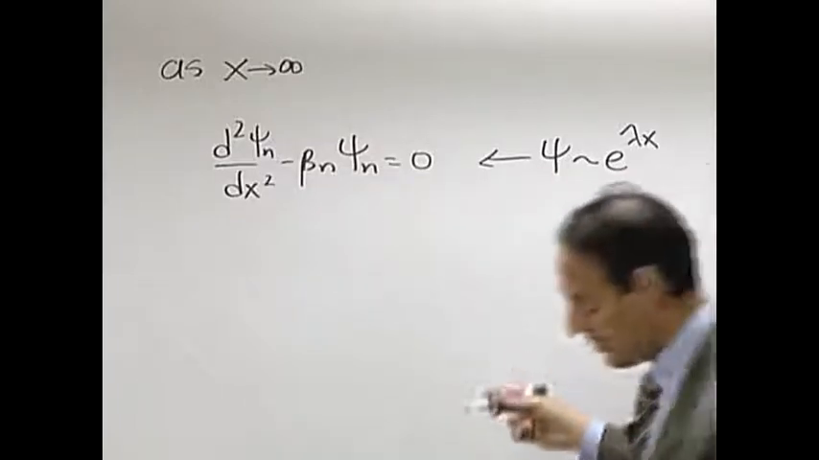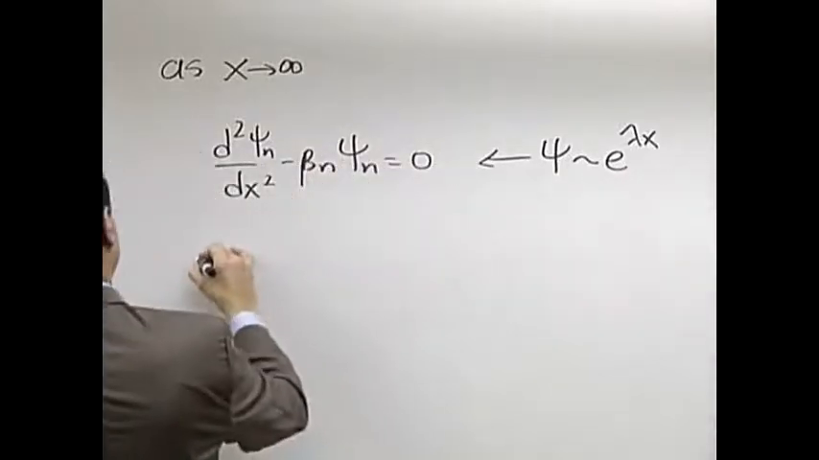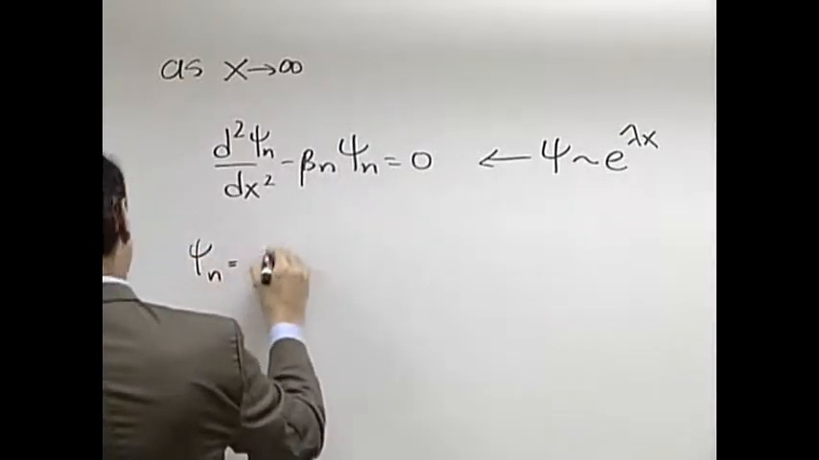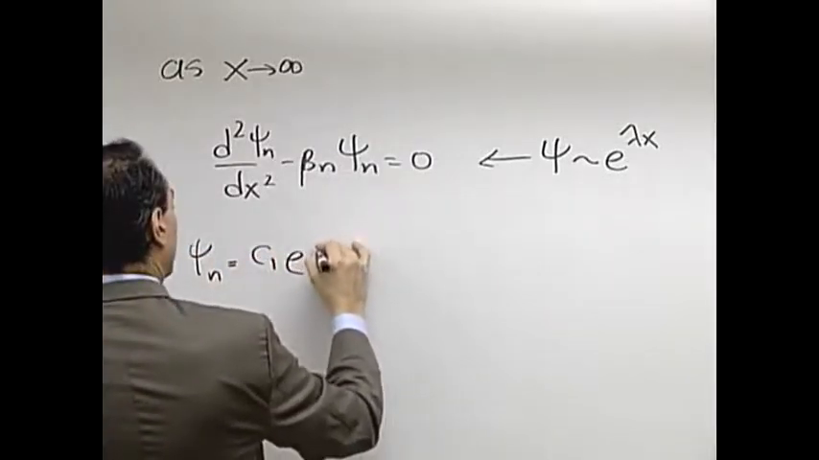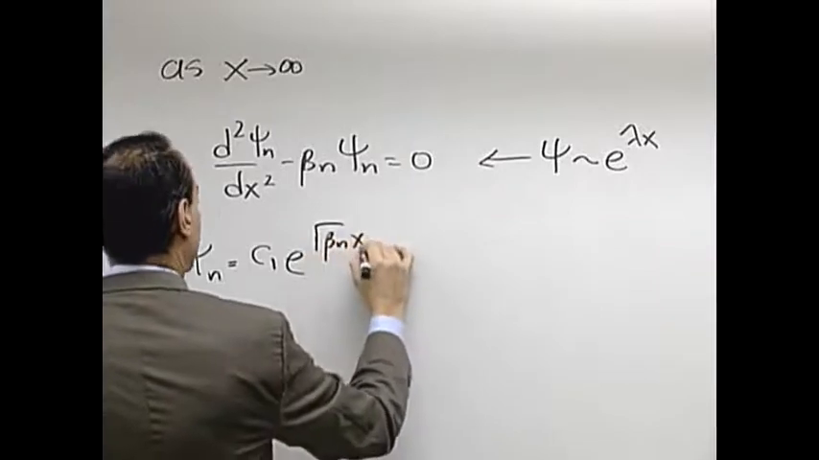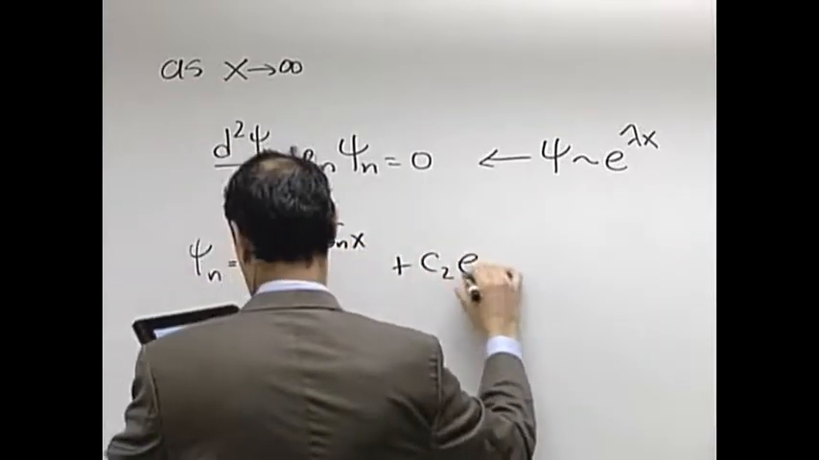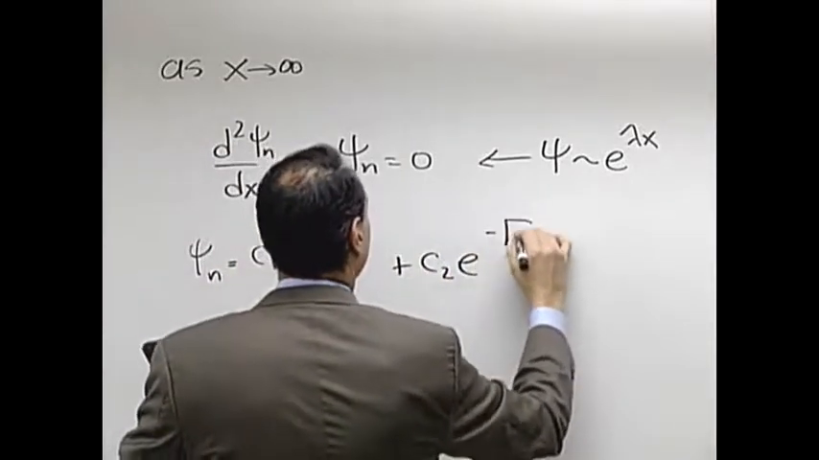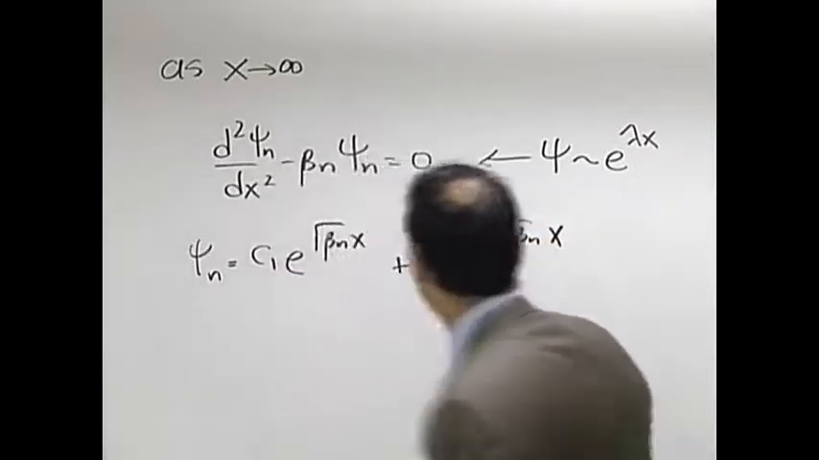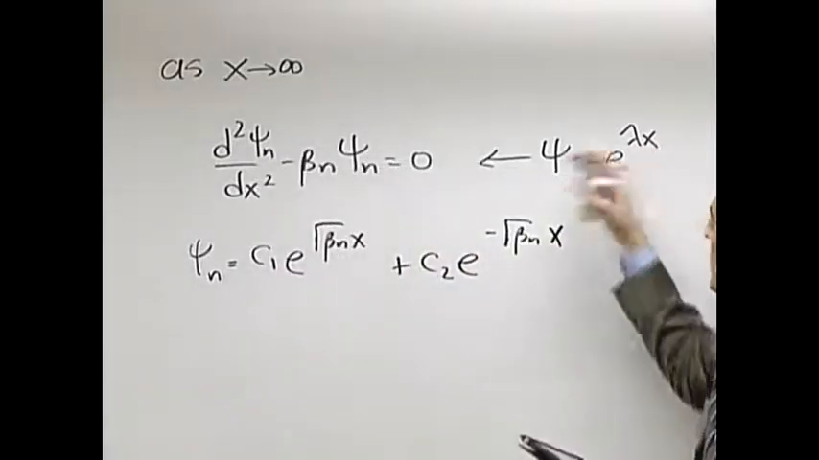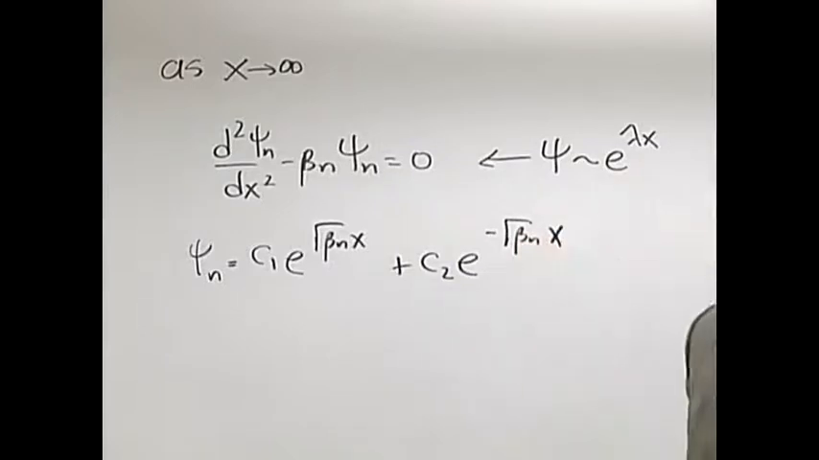You put that in. And what you can write down is the following solution. Psi of n is equal to C1 e to the lambda x plus C2 e to the minus lambda x. There. It looks something like this. You plug in, you find that lambda has to be plus or minus square root beta n. And there is our solution.